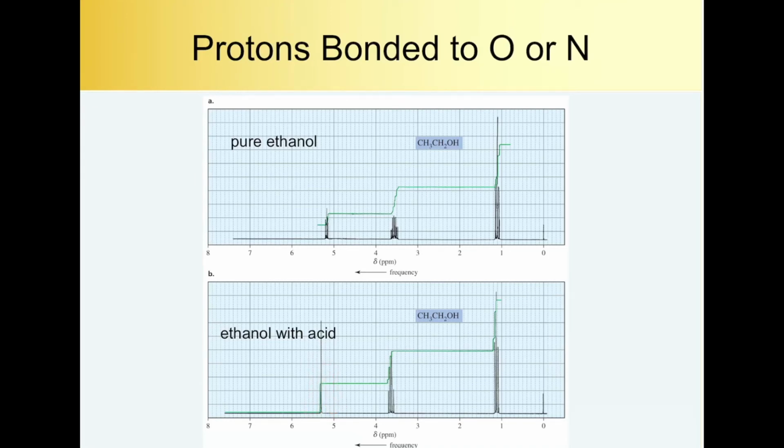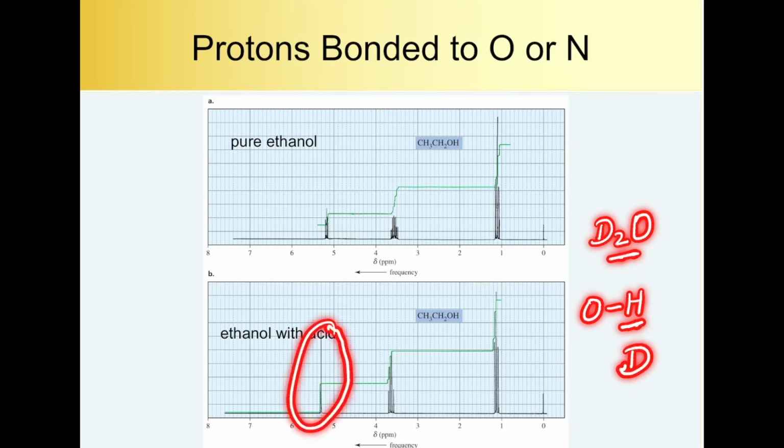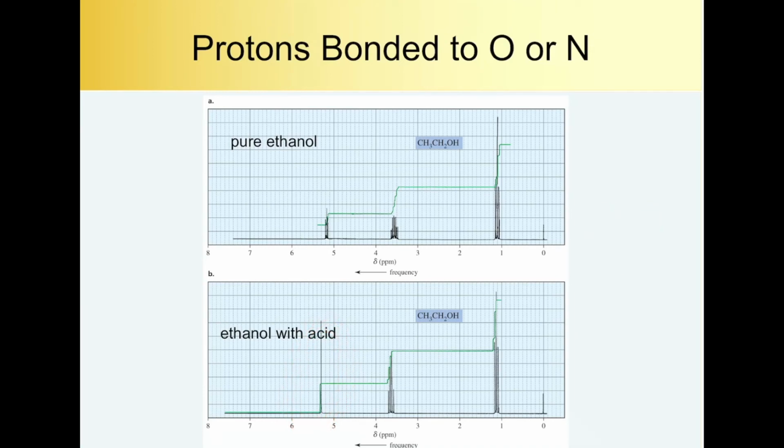One best way to identify the hydroxyl protons is, after you prepare the sample, to add one or two drops of D2O. The hydrogen from the hydroxyl group gets replaced by deuterium, and therefore this signal should disappear. That's the best way to identify the hydroxyl protons in an NMR spectrum.